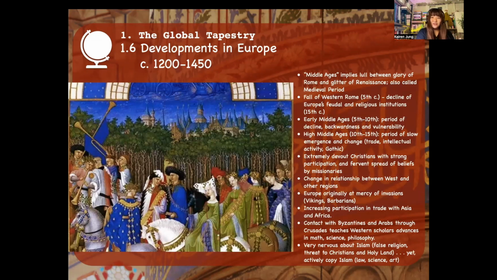You had the fall of Western Rome in the 5th century, and then the decline of Europe's feudal and religious institutions in the 15th century. You have that time period, and in that time period, what happens? Europe comes into its own.